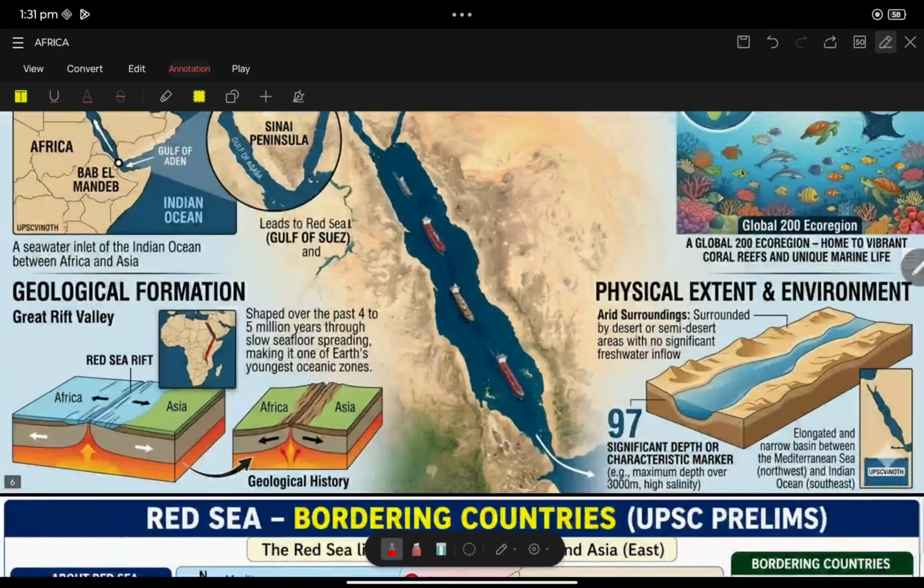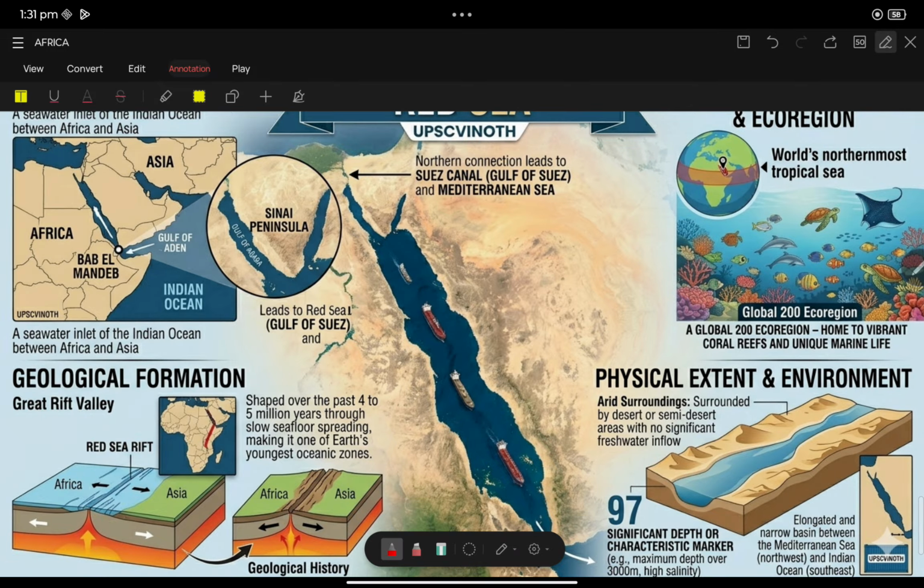Now let us come to the Red Sea. Why is it in the news every year? Not only this year, not only 2025-26, every year the Red Sea is in the news, because of the Suez Canal issue. This year also there was an issue with respect to the Suez Canal.